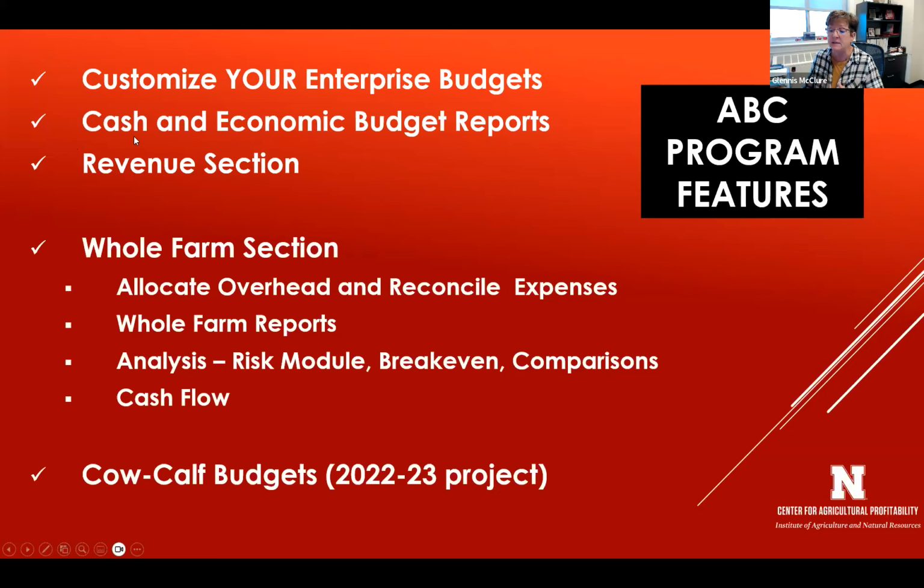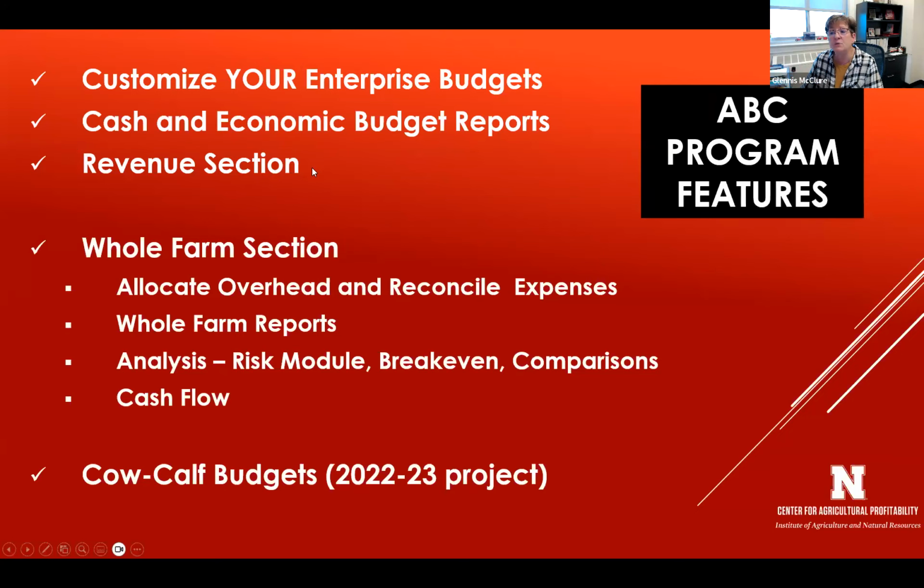Sometimes, and several years ago, all we could maybe do is cover our cash costs in the short run, from year to year, because our commodity prices weren't doing as well. So we run into those scenarios, but in the long run, we need to cover all costs. And you can look at your budget reports with cash and economic.